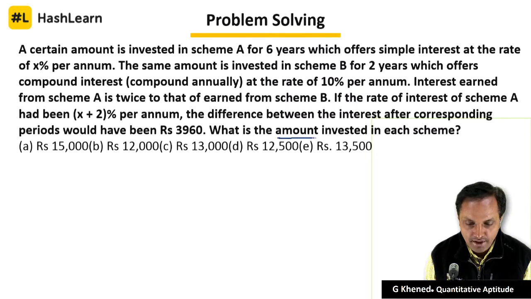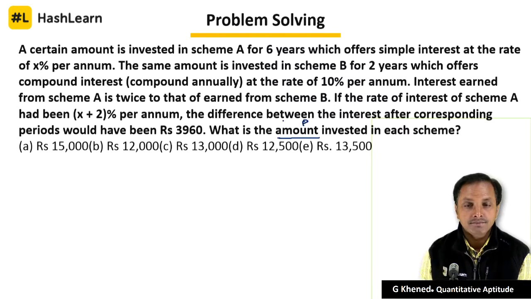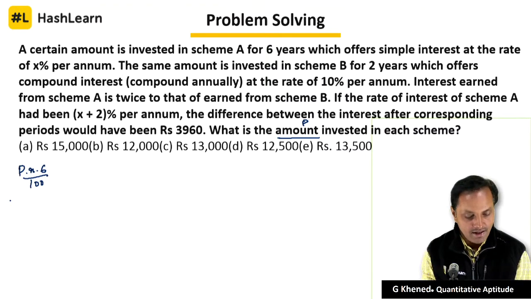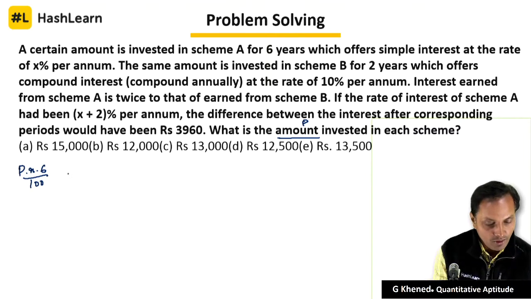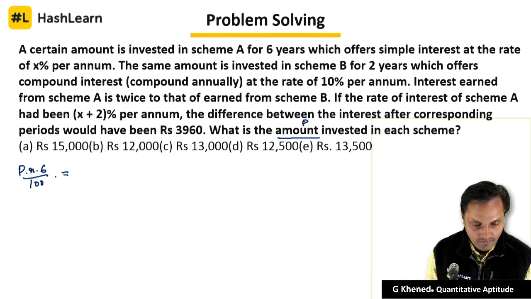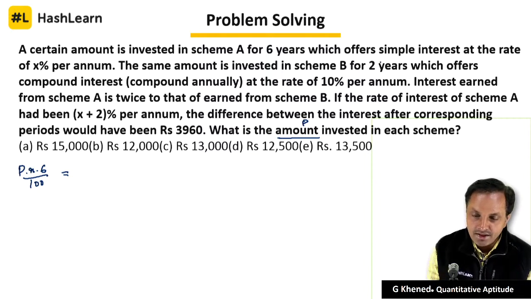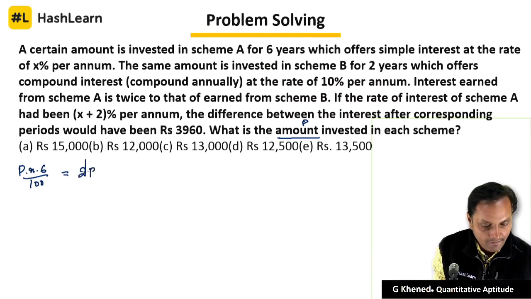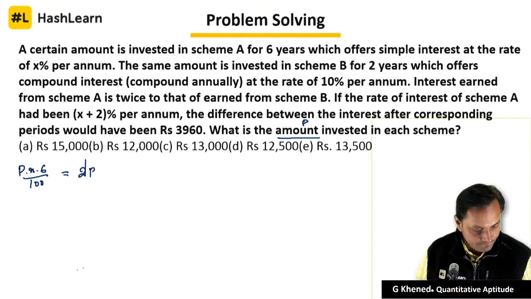I will take the amount to be P. So P into X into 6 by 100, that is 6 years at X%, should be equal to the interest on the amount invested in the scheme for 2 years which offers compound interest, so for 2 years that will be 2 into P, which is a compound interest.